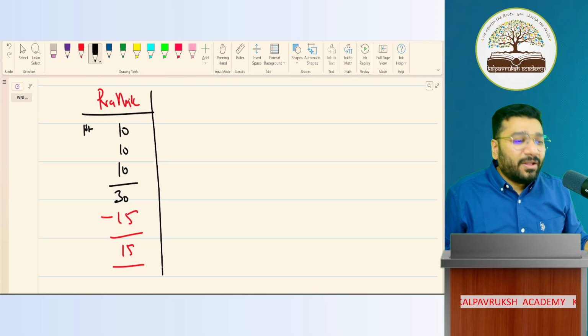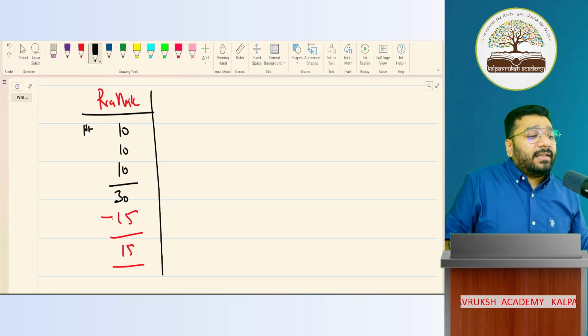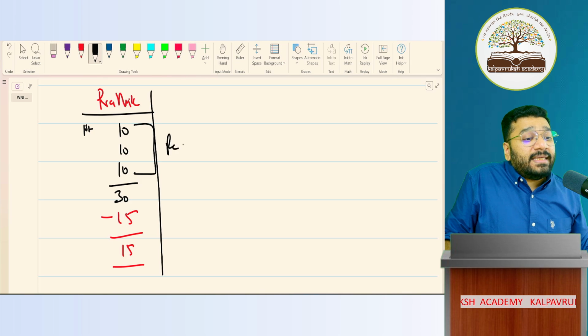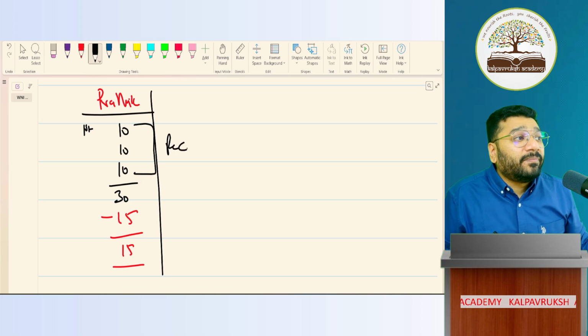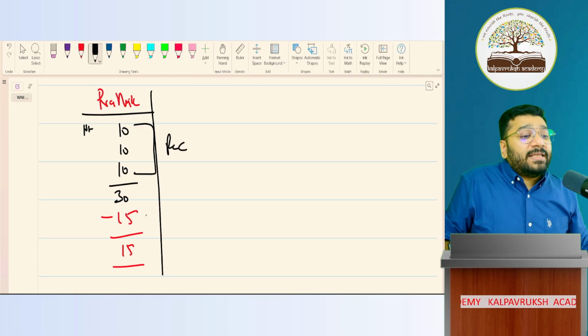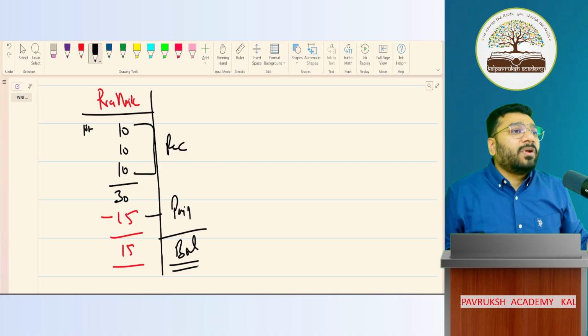Got it, not got it. So here, in one account, he's writing how much money he should receive from Pratik. How much money is already paid, he will subtract. So the balance is to be paid. Got it, not got it.